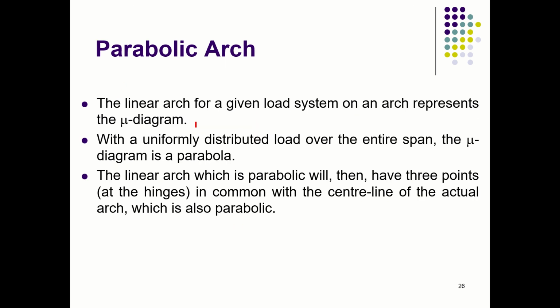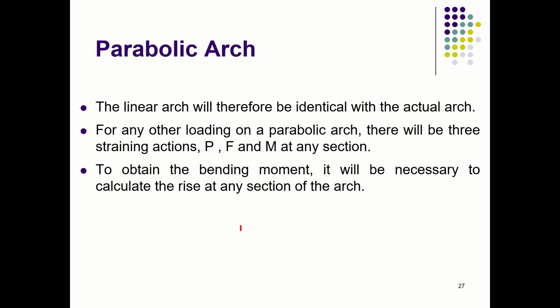The linear arch for a given load system on an arch represents the mu diagram. If you remember, there was a term mu, right? Now we will see what mu is. With a UDL over the entire span, the mu diagram is a parabola. The linear arch, which is parabolic, will then have 3 points at the hinges in common with the central line of the actual arch, which is also parabolic. The linear arch will therefore be identical with the actual arch.